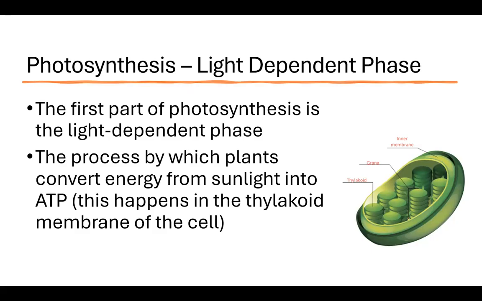In this first part of photosynthesis, the light-dependent phase, we know that plants convert energy from sunlight into ATP. ATP is adenosine triphosphate, and this is all taking place in that thylakoid membrane of the cell.